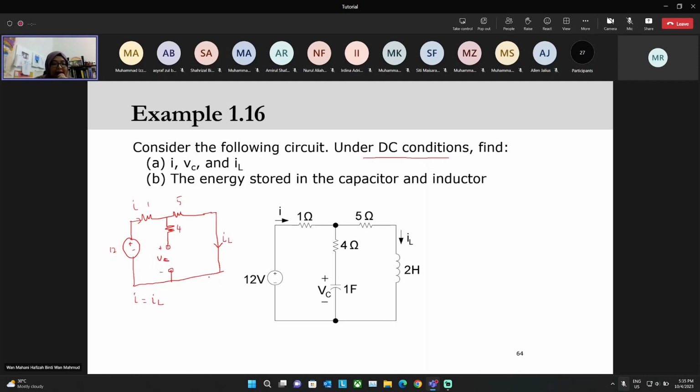Macam mana nak kira I? Kalau you just have one closed circuit macam ni, you ada voltage, you ada resistor. Nak guna kaedah apa? Ohm's law. Yes, Ohm's law. I equals to V over R.